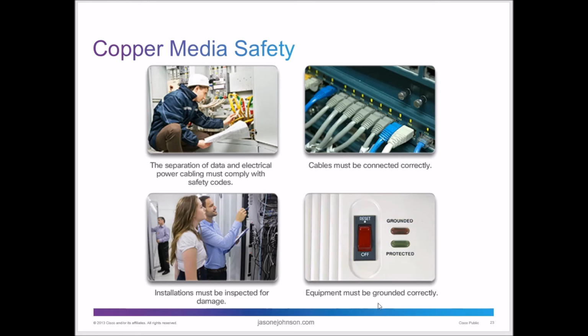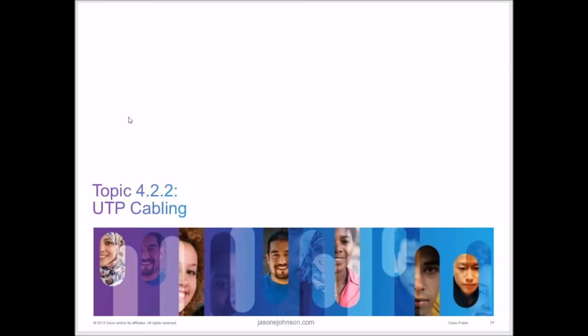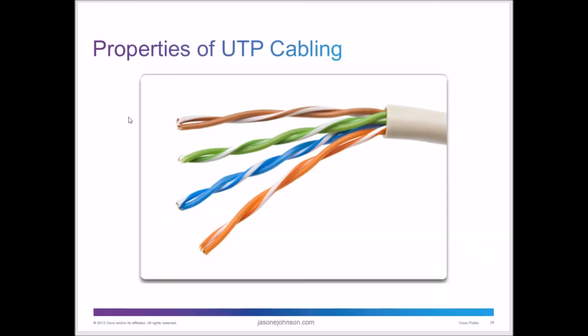And then also make sure that equipment is grounded properly, so that you're not getting any type of improper ground faults or things like that. Okay, so let's look at unshielded twisted pair cabling and look at the properties of these. I'm going to go through these fairly quickly. You're going to find a lot of great information out on the internet, so I'm just going to go through these rather quickly and point out some highlights.